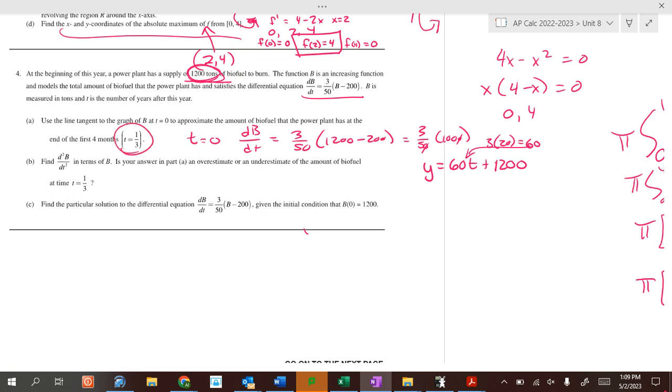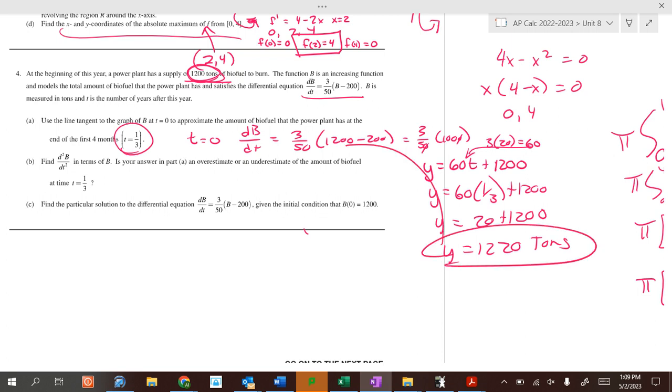So at time equals 1/3, the first 4 months, y equals 60 times 1/3 plus 1,200. So y equals 20 plus 1,200, or 1,220 tons. So that's what part A would be.